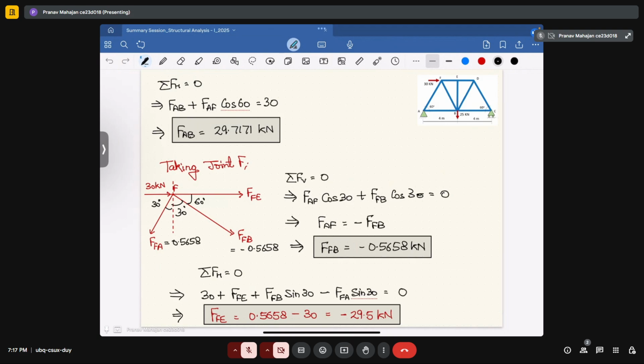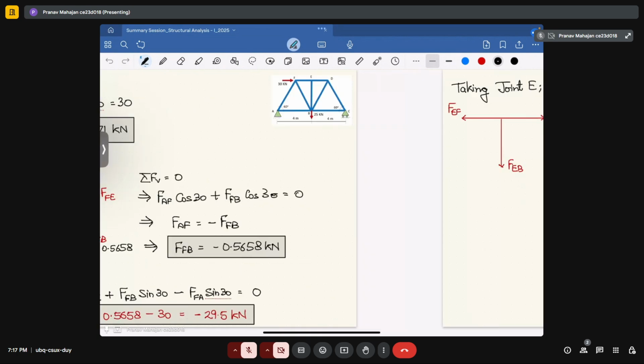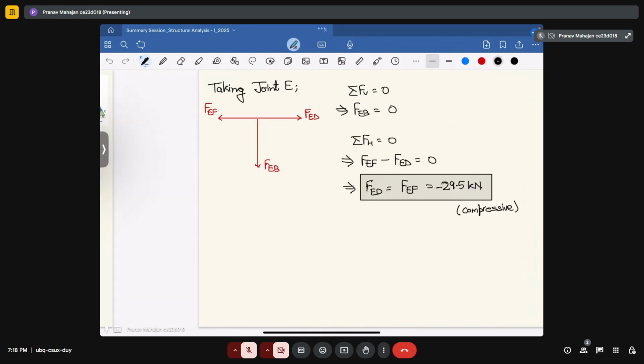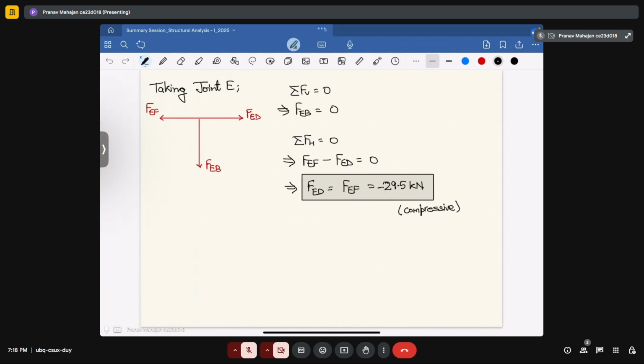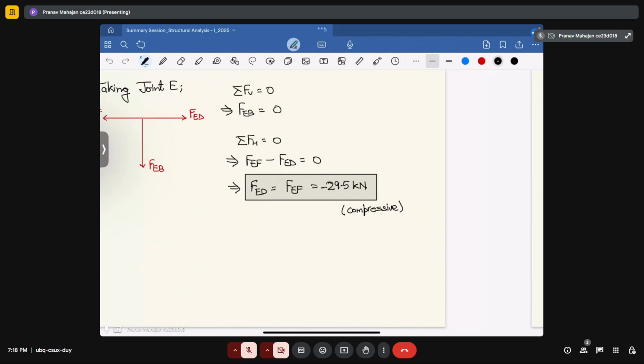Okay. After that, we have calculated another unknown at joint C, that is for FE member force, that comes out to be equal to minus 29.5 kilonewton. Then we move to joint E, and from joint E, we calculate the value of horizontal and vertical forces to be equal to 0. And from that, we got to know the value of ED and EF to be equal to minus 29.5 kilonewton, which is a compressive force.